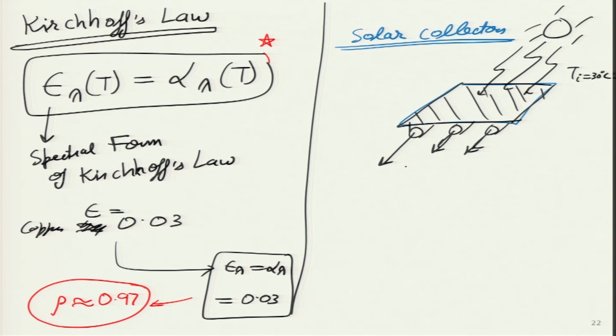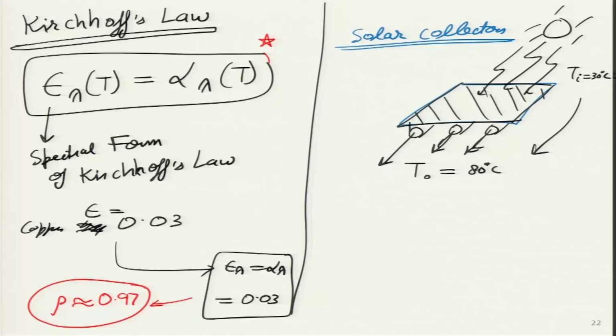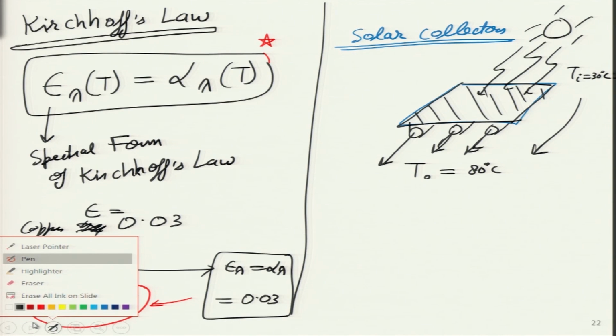say 30 degrees. We want the outlet temperature to be very high, so that this thermal energy can be used for certain processes: for cooking, for taking a bath, for cleaning, even for process industry, for steam generation, for electricity generation. So, these days solar thermal collectors are becoming very, very popular. So, let us look at this solar spectrum which is hitting this solar collector.